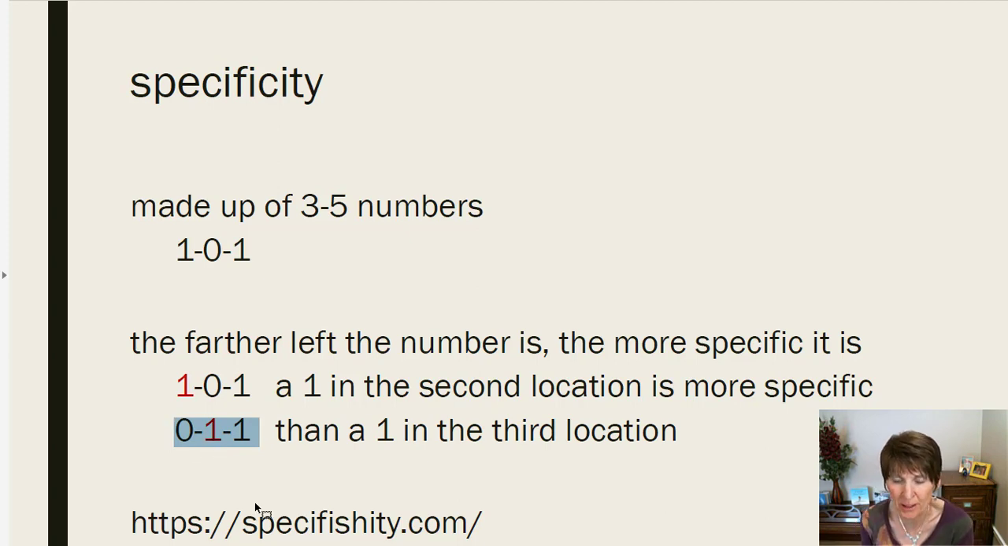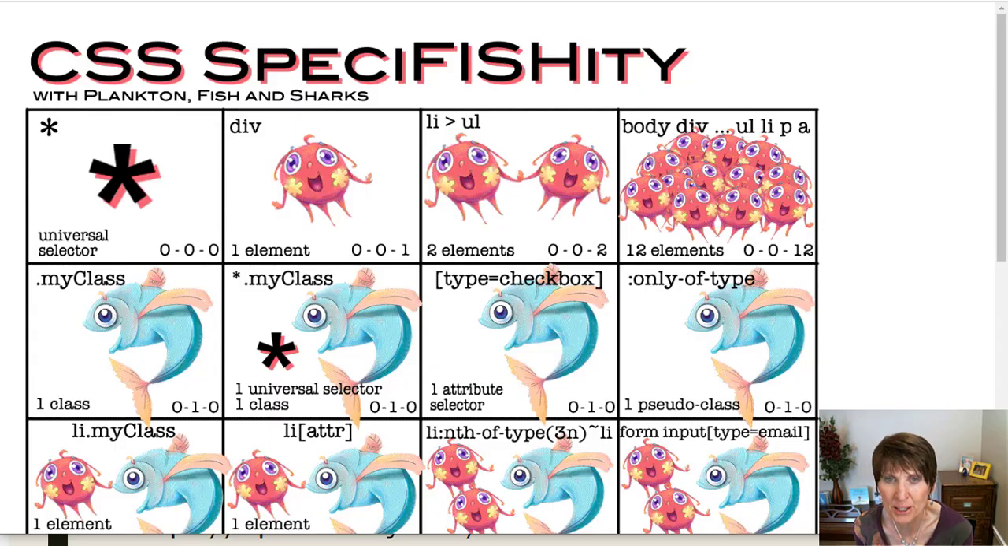So let me show a little bit how these work. There's a kind of a fun way. It's called specificity.com, and we can look at that specificity, and it shows that we have plankton. They're pretty little, and they show up in this very far right one. So they don't have very strong specificity. And that has to do with, and this chart goes from least specific to most specific, and it goes left to right and top to bottom.